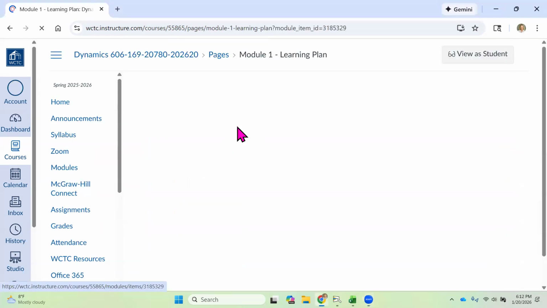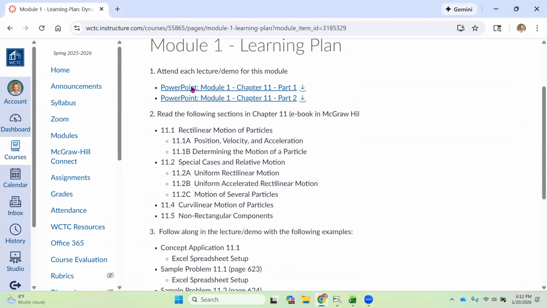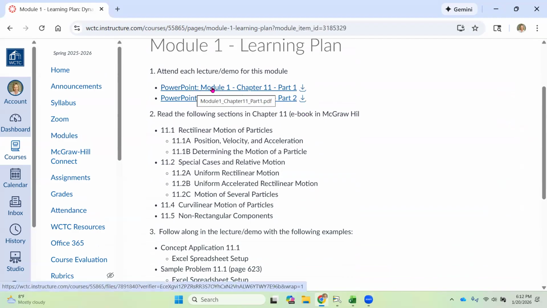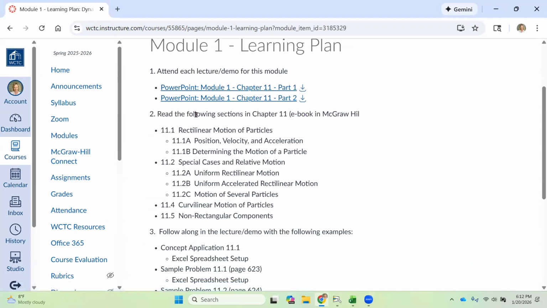As we look at our learning plan, you're going to notice that we have a part 1 and a part 2 of PowerPoint presentations. So we'll be looking at the first one this evening and then transitioning over the next times that we're together to part 2.